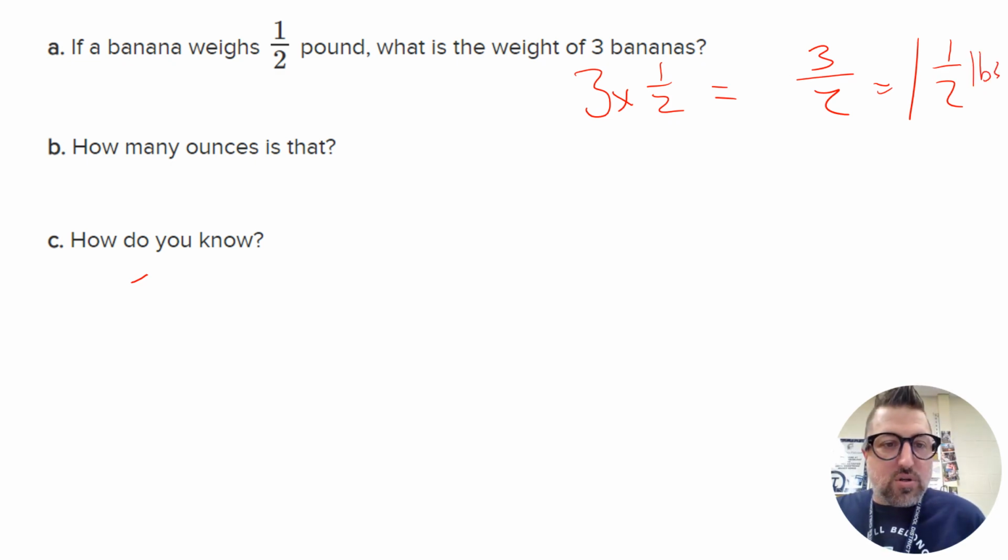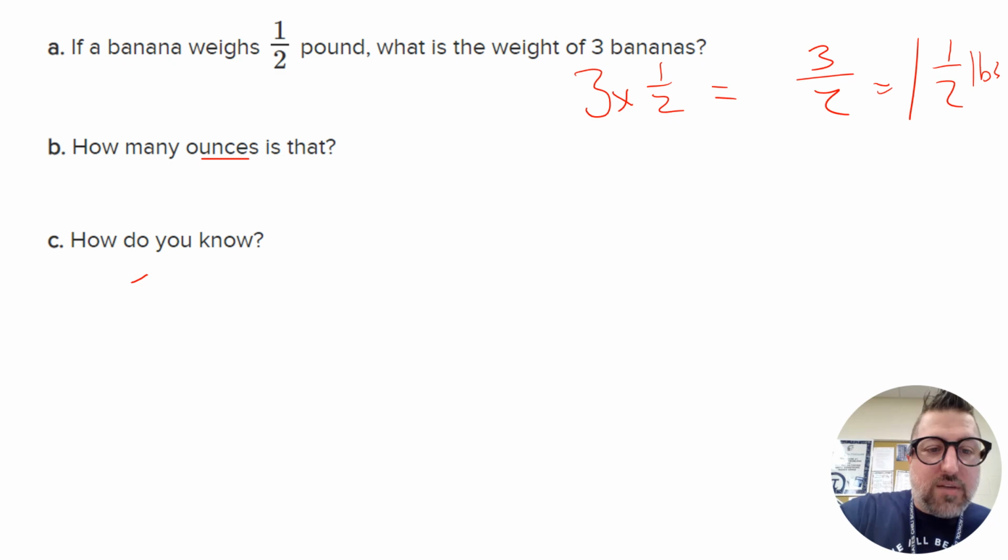lbs is the shortcut for writing pounds. Fun fact, it comes from the Greek libras, which means a scale, which is why lbs means pounds. So just in case you're wondering. How many ounces is that? I know that there are 16 ounces in 1 pound, so I have to do 16 times 1 and 1/2.